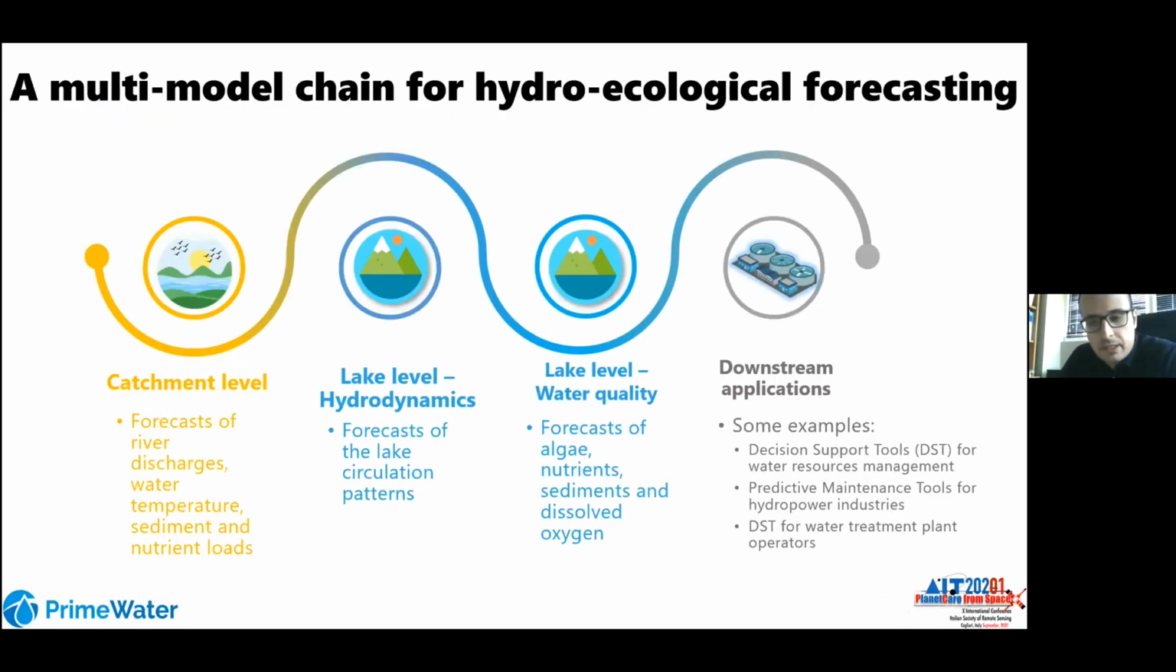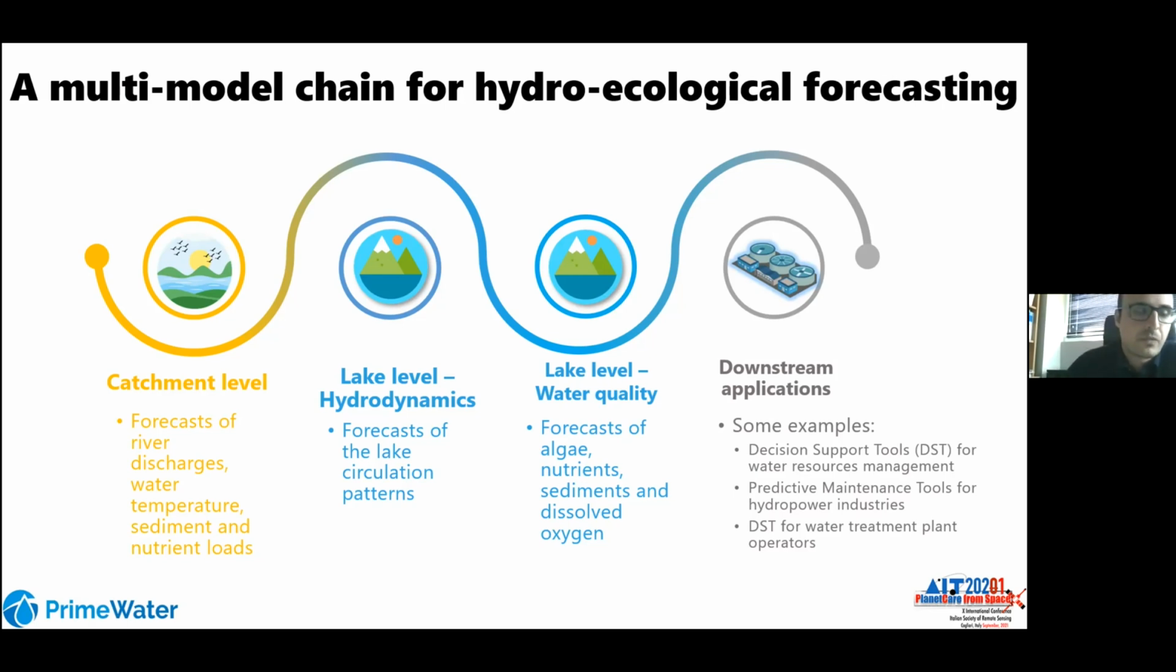To this objective, Prime Water introduces what we refer to here as a multi-model chain for hydroecological forecasting. In very few words, this concept is actually a series of individual, let's call them submodels, that are linked to each other in an input-output rationale. This means that, starting from the more upstream model, the outputs of which form part of the input to the more downstream and so on.